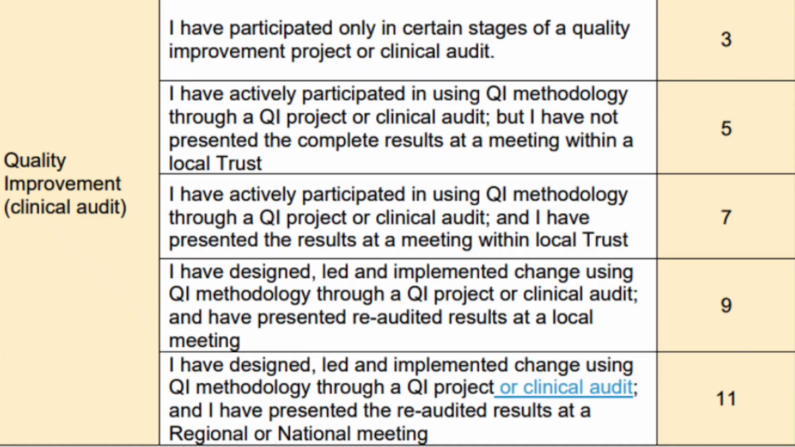Okay, so now on to the fourth part of PDSA, which is A, which stands for ACT. Part of this is presenting your findings at a conference. This ranges from locally, regionally, nationally to internationally. In order to get the full 11 points within this section, you need to present your data and your re-audited data at basically either a regional or a national conference.